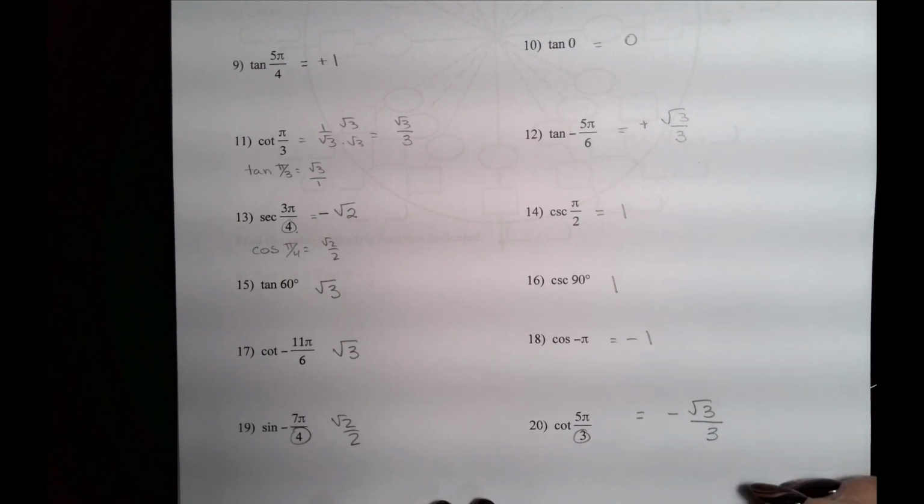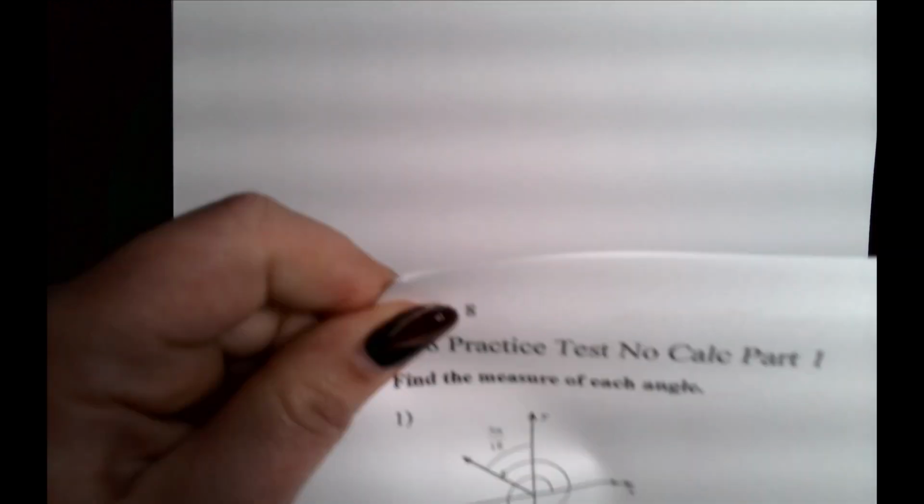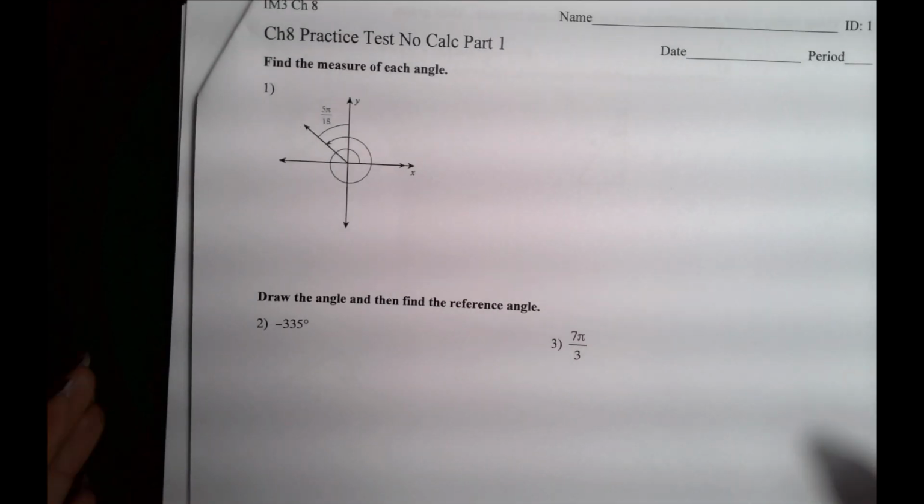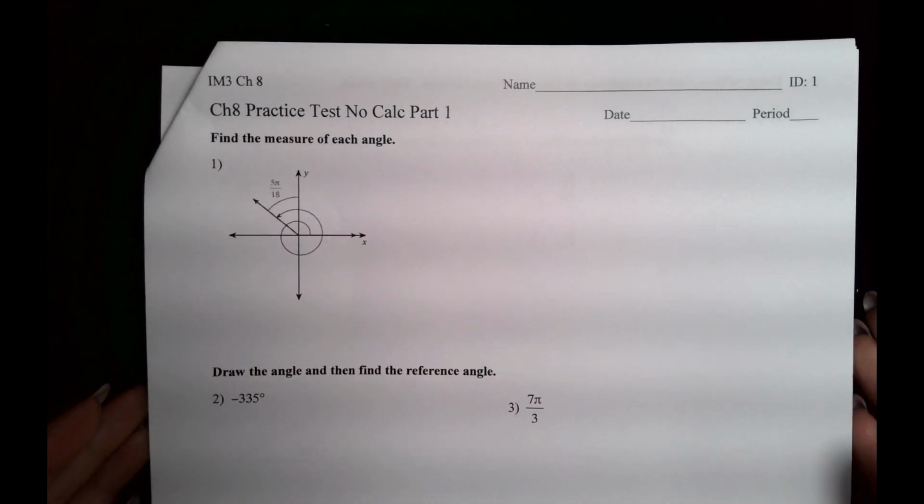I did speed through the bottom ones because this is going to be a timed section. Moving on, you do need to know your unit circle, so I'm going to skip through that. We did practice that in class. And let's go ahead and start with the no calculator portion.